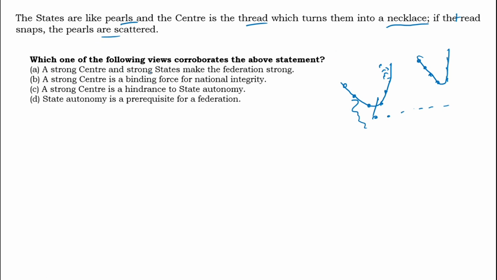A strong center and strong states make the federation strong. The above passage does not have any mention about federation and strong states. So, this option is incorrect. A strong center is a binding force for national integrity.